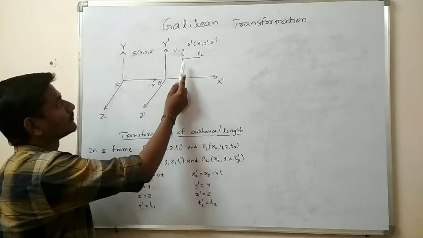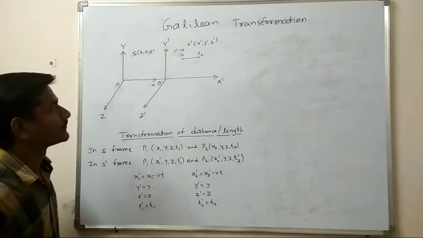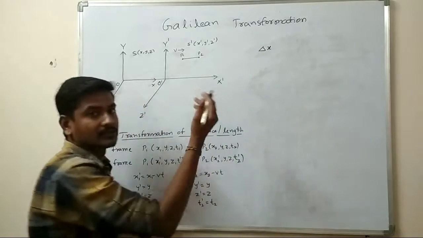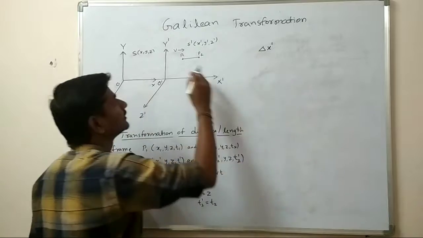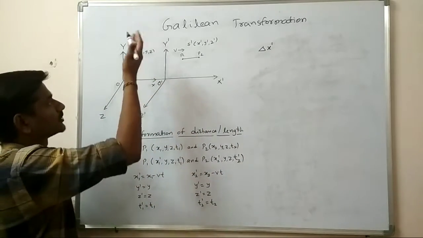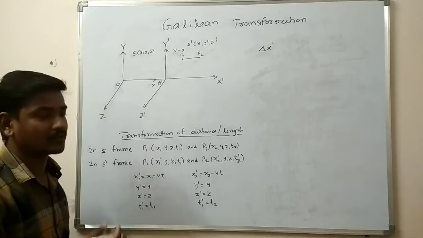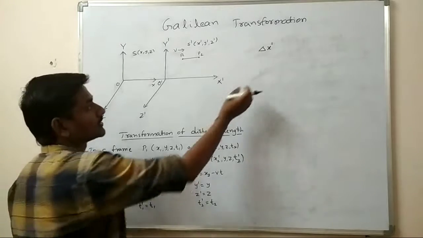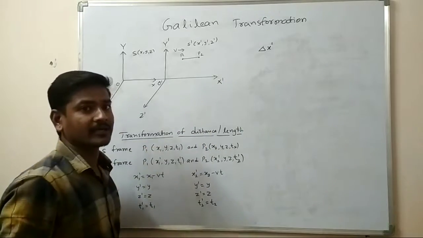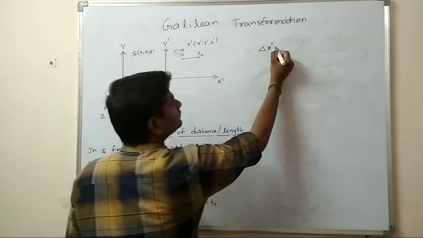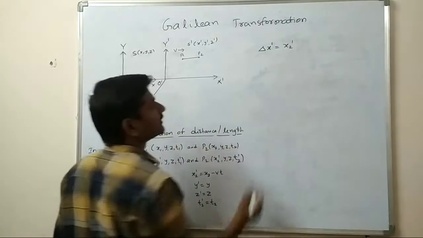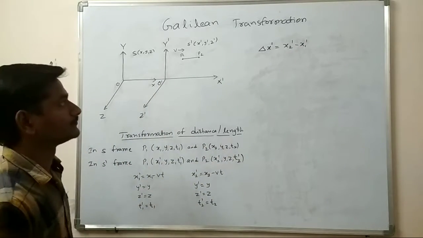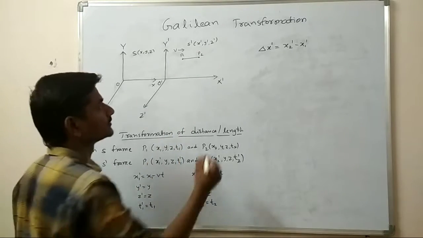The distance traveled by the particle from P1 to P2 is given by delta x in the S frame and delta x dash in the S dash frame. Since there is no motion along the y-axis and z-axis, the displacement or the distance traveled by the object along the y-axis and z-axis is 0. Let us find out the distance traveled by the object along the x-axis. Delta x dash is equal to the final position in the S dash frame, x2 dash, minus the initial position of the object in the S dash frame, that is x2 dash minus x1 dash.